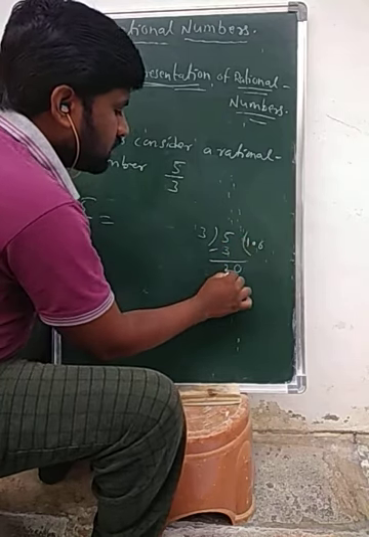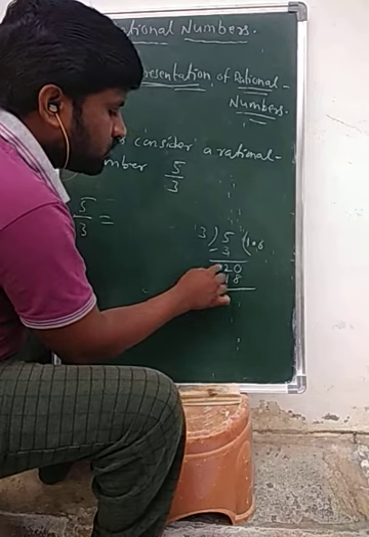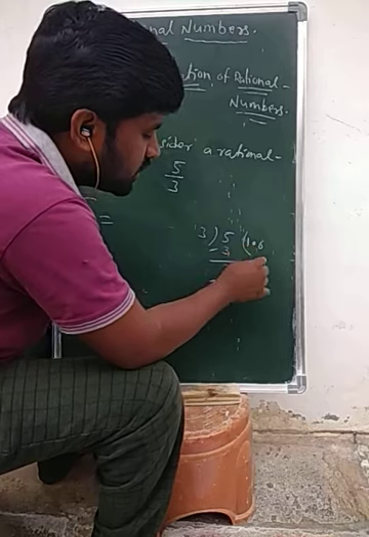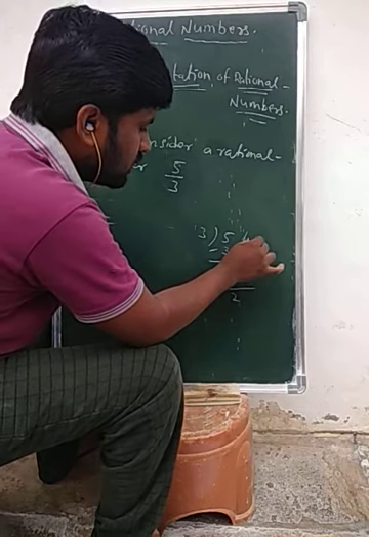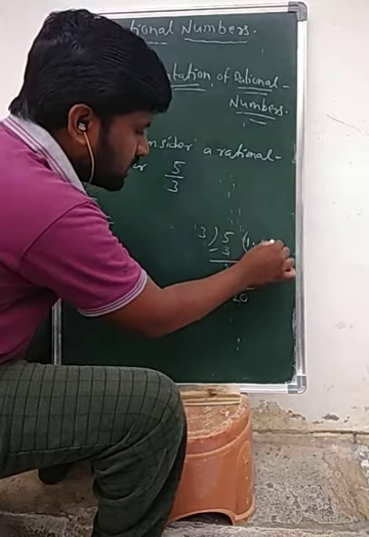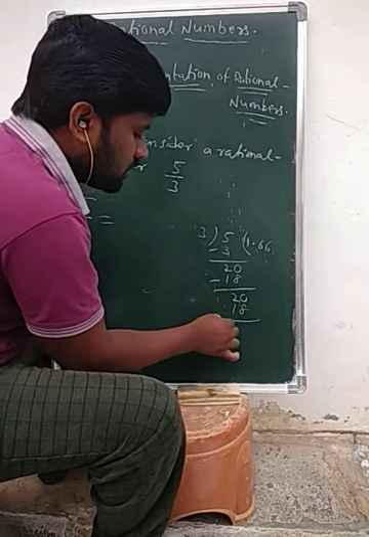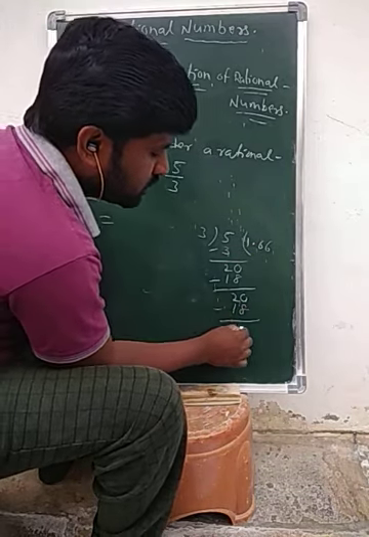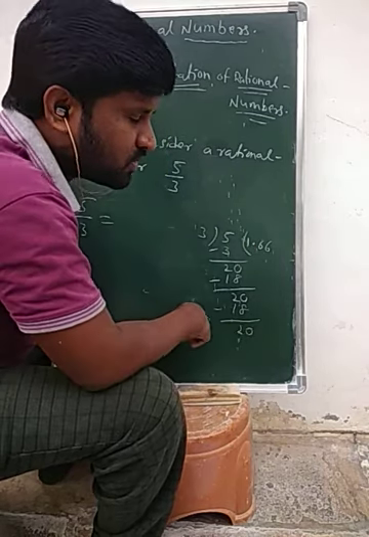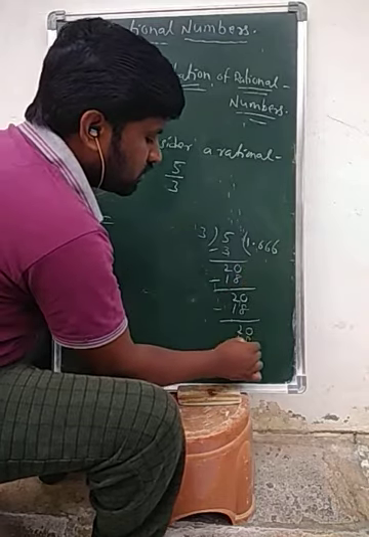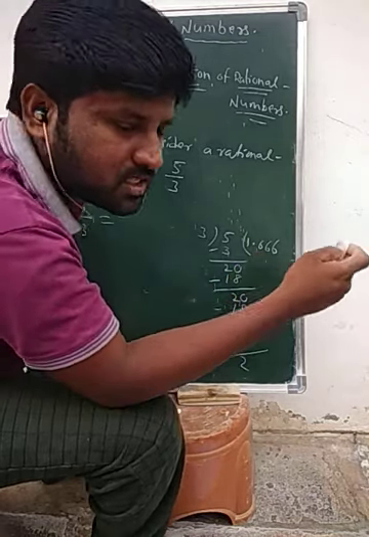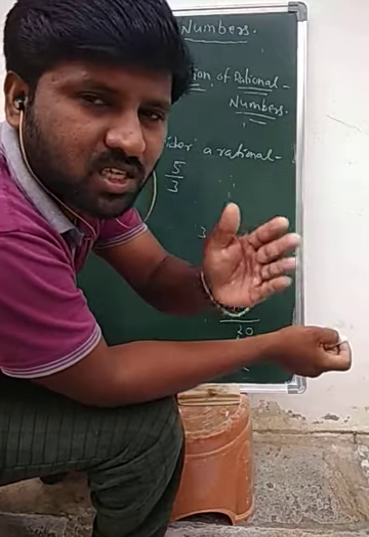3 sixes are 18. 20 minus 18 means we get 2. Already your point is there, then you write another 0. Again 3 sixes are 18. Again 20 minus 18 means we get 2. Take 0. Again 3 sixes are 18. So it will continue. 1.66 and the 6 after the point keeps repeating.